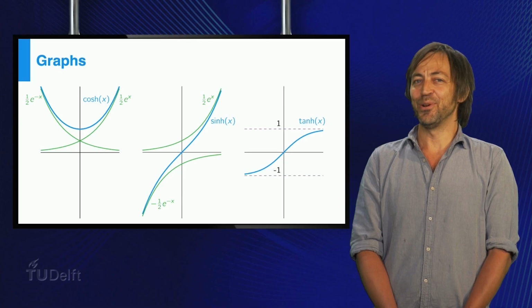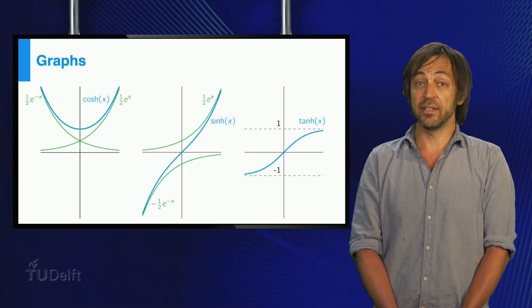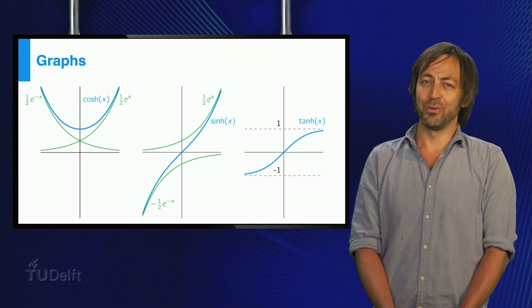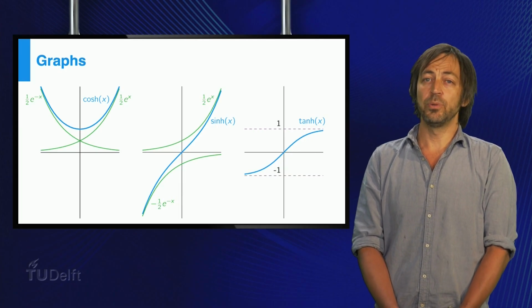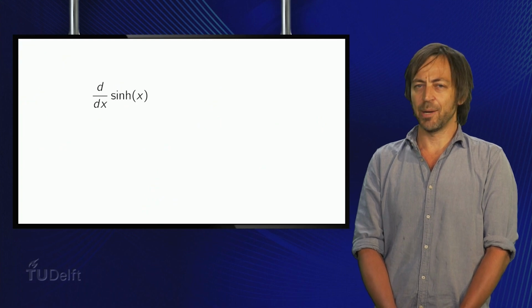Those are pretty looking curves, but we still don't have a clue why we call these functions sine, cosine, and tangent. There are several reasons for this, and we will not explain all of them, but we can give you a hint. Let's start by calculating the derivative of the hyperbolic sine.